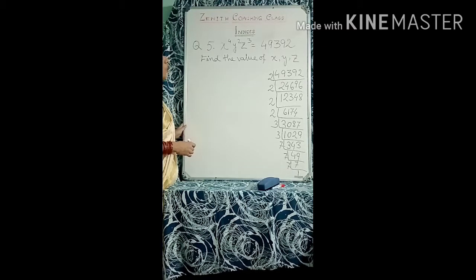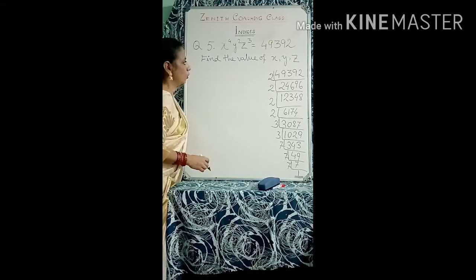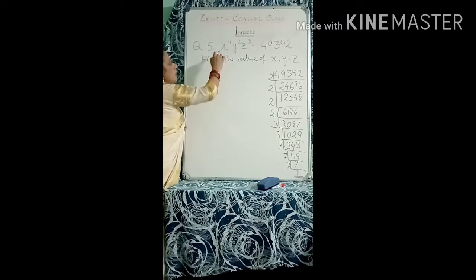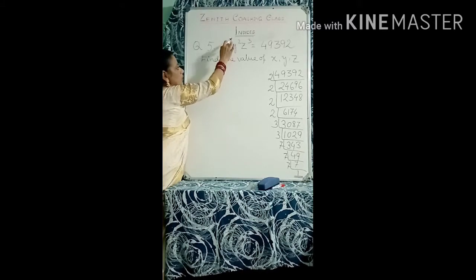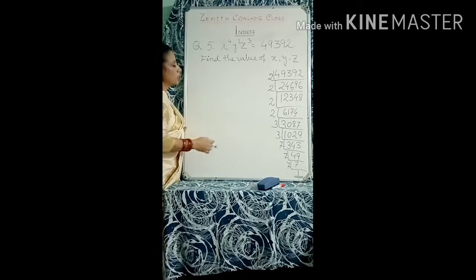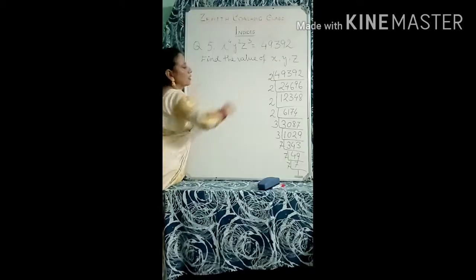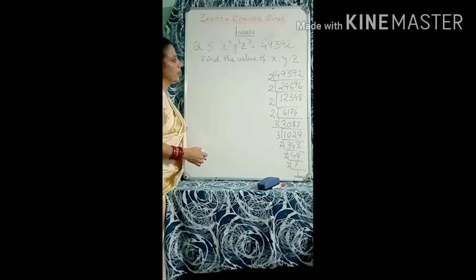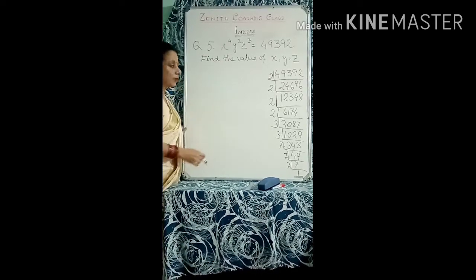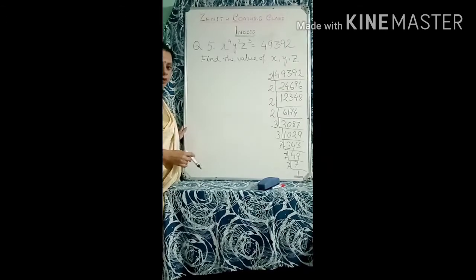x to the power 4 y square z cube equals 49392. Then find the value of x, y, z. So here the index of x is 4, the power of y is 2, and the power of z is 3. So we have to factorize the number 49,392, and the values of x, y, z are hidden in it, so let's do it.